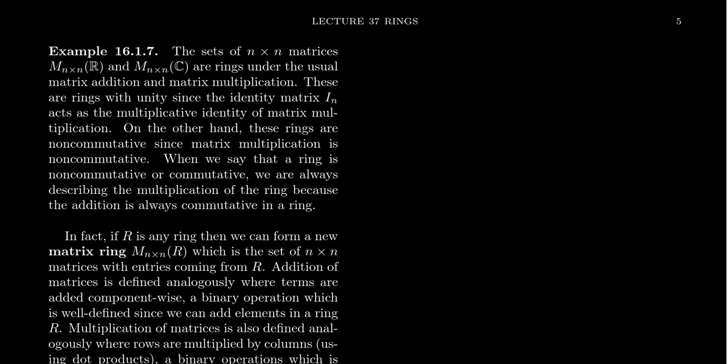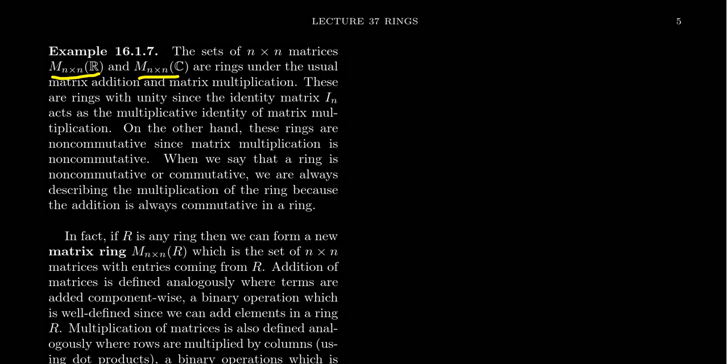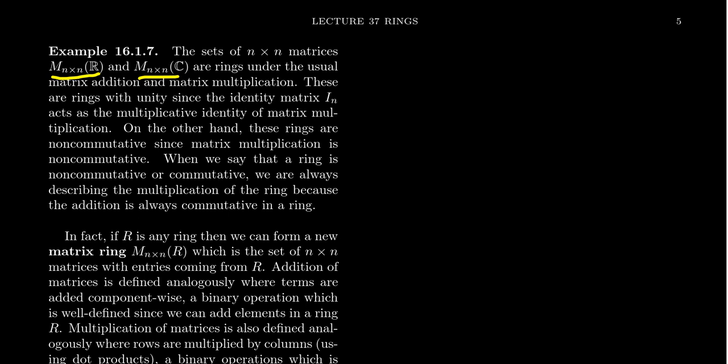So for example, if you take the set of n by n real matrices or the set of n by n complex matrices, these will make rings under the usual matrix addition and matrix multiplication. These are also rings with unity since the identity matrix I sub n, so this would be the matrix with ones along the diagonals and then zeros everywhere else, right? The identity matrix is given that name because it's the multiplicative identity. And therefore, these rings of matrices, the real matrices and complex matrices, these are rings with unity.